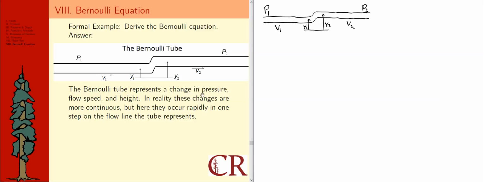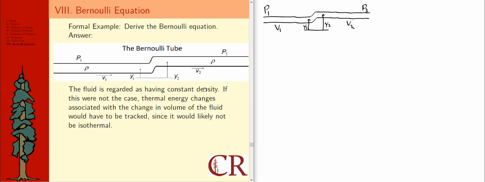Now it said here that in reality these kinds of changes would happen more continuously, but one way to imagine this is to ask how this could be a model for part of that reality. What if we broke up a continuous change into many small steps like this, and if we can show that the Bernoulli equation holds for one of the steps, then it might also hold for the whole continuous change or for any arbitrary point along a set of continuous changes. That's the argument that validates putting this change all in one rapid bend in the tube, which represents the flow line the fluid is flowing along.